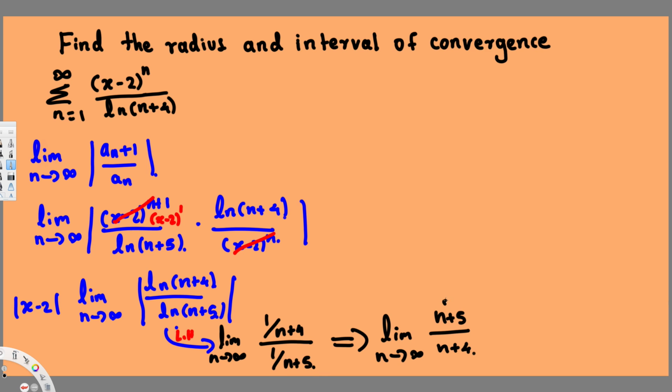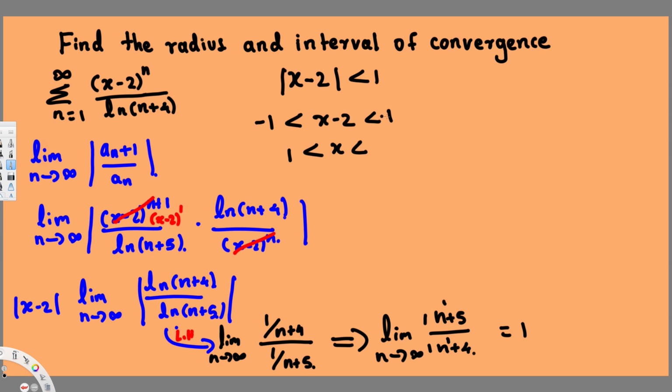Since we have the same power, n power 1, n power 1, the limit is the ratio of coefficients, 1 over 1, right? That's going to be just 1. Now the limit for this one is 1, and we have absolute value of x minus 2. Therefore we can say that x minus 2 is going to be less than 1, so the interval is x minus 2 between negative 1 and 1. Now if you move this negative 2 to this side, that's going to be positive 2: negative 1 plus 2 is positive 1, and 1 plus 2 is going to be 3. So these are our endpoints.